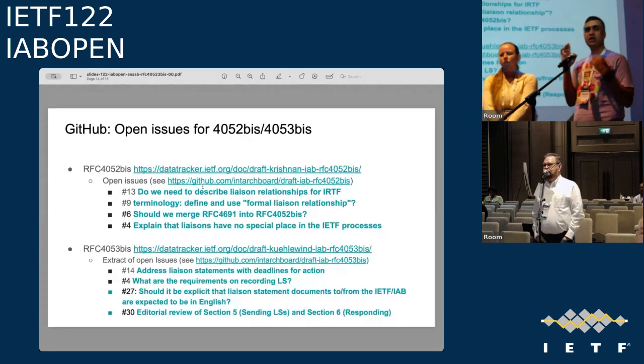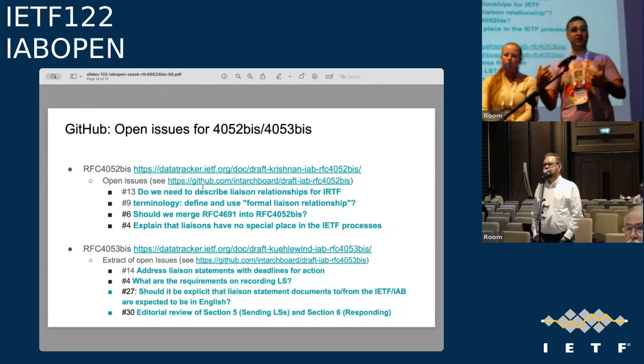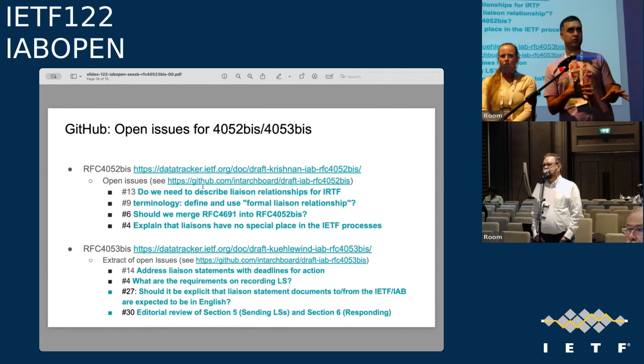Correct. I talked about this during the talk itself. If a liaison statement comes in, it has no more weight than a participant in the working group process. That's something we want to clarify: something that came in as a liaison statement does not hold any additional weight in our consensus process.